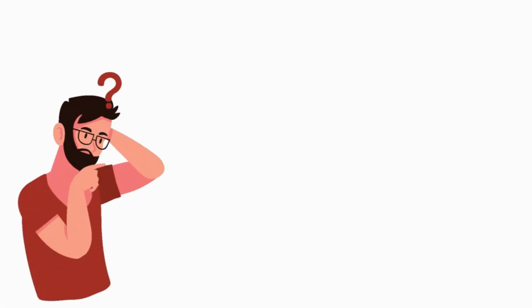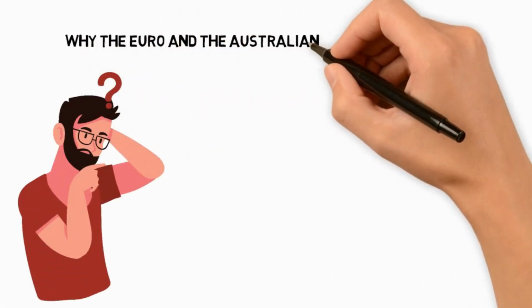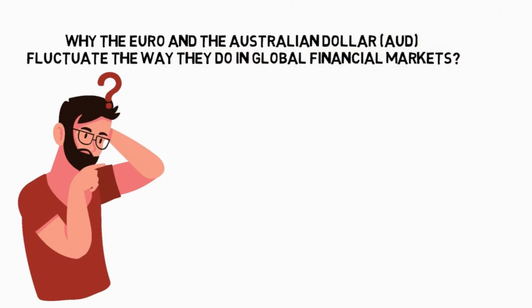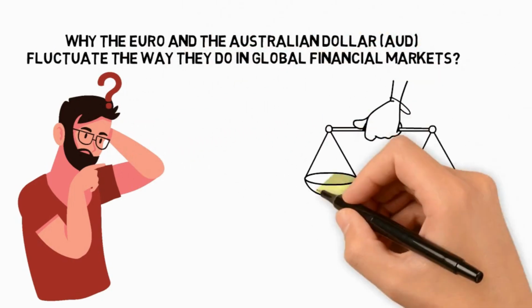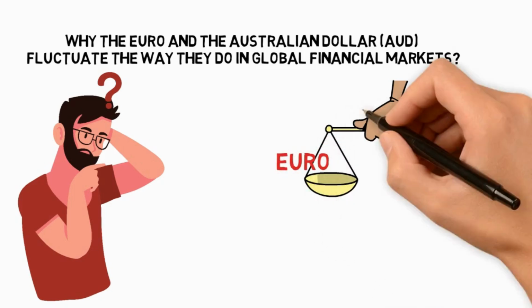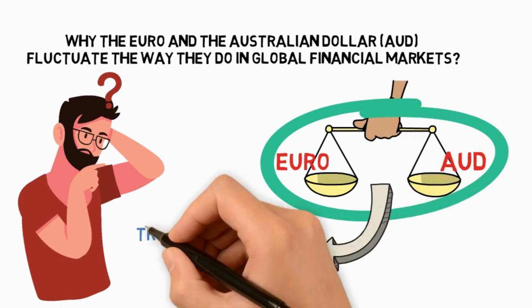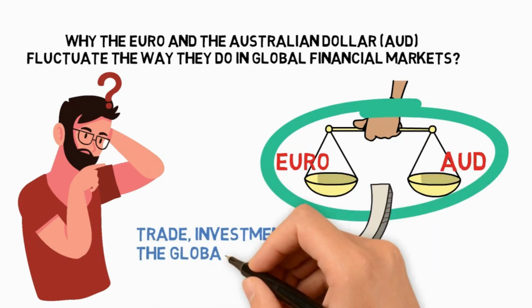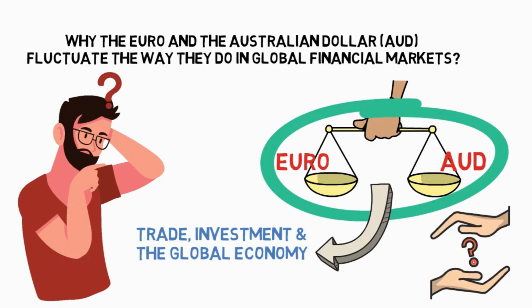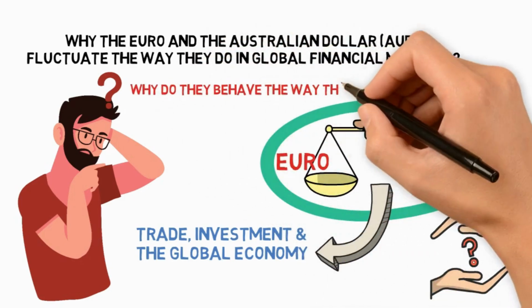Have you ever wondered why the euro and the Australian dollar, AUD, fluctuate the way they do in global financial markets? As two of the most actively traded currencies, the euro and the Australian dollar have major implications for trade, investment, and the global economy. But what drives their value, and why do they behave the way they do?